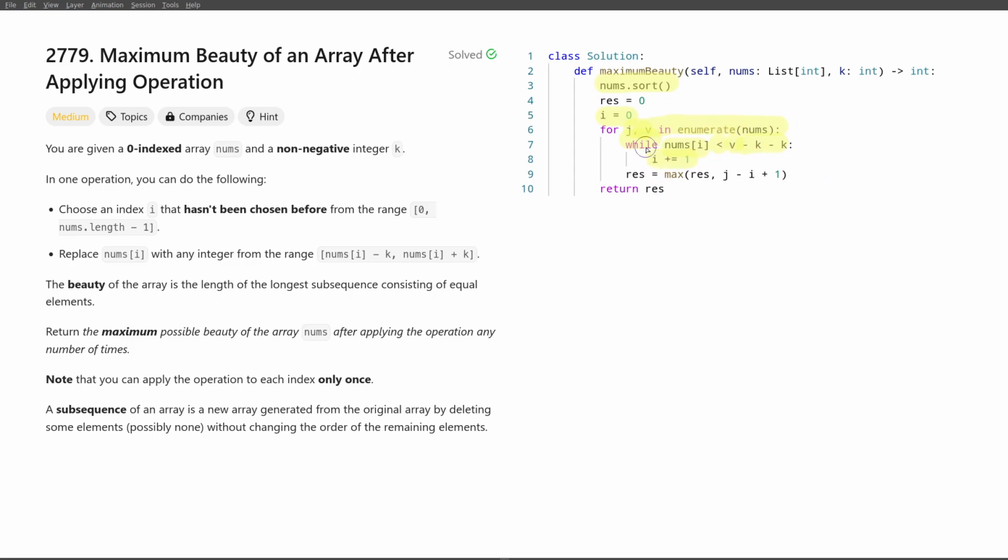And of course, at every position, since we now see for every ending position j, we find the best i, then j minus i plus 1 is the length of that subarray. We remember it as a possible result, and at the end, of course, we have to return the result.